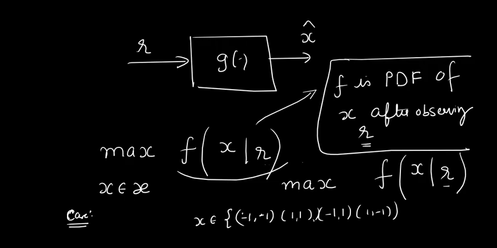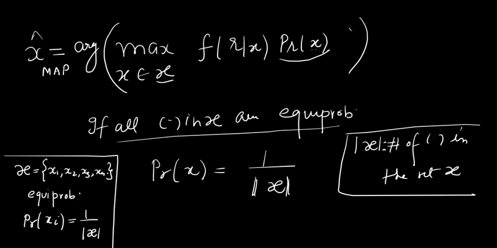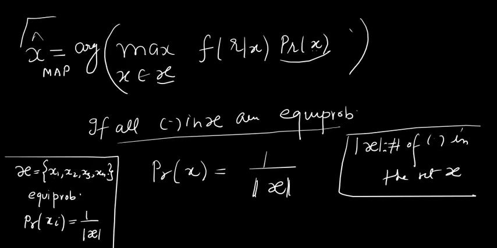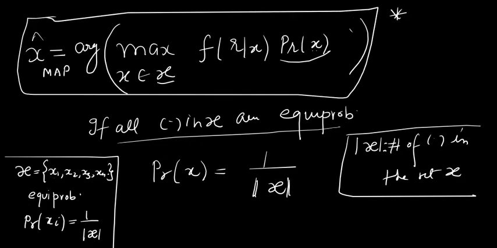What is the probability of X? So, for example, you have observed some R and you need to find out which X was transmitted. So you have to evaluate this function. Now, how to evaluate this function? You will apply Bayes rule and it will further reduce to this point. Is it clear now? Is it clear till here?